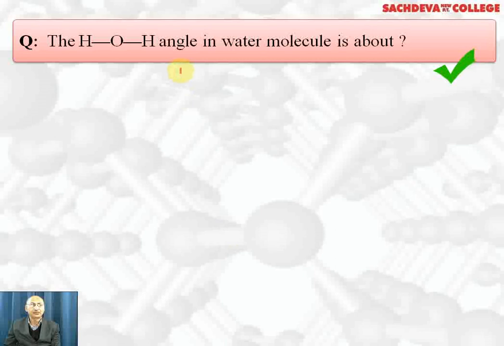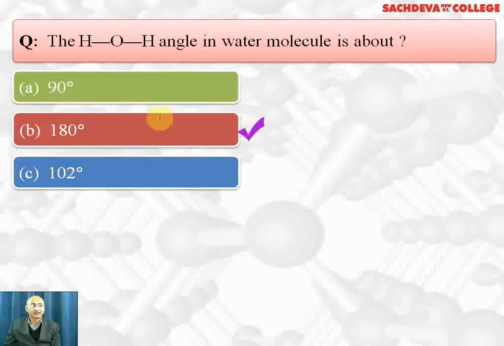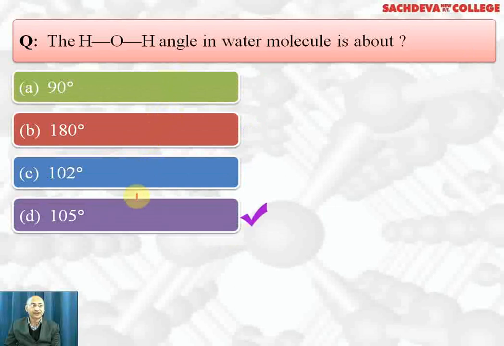Next, the HOH bond angle in water molecule is about 90 degree, 180 degree, 102 degree, 105 degree. Correct answer is D part. Its actual value is 104.5, which is close to 105 degree.